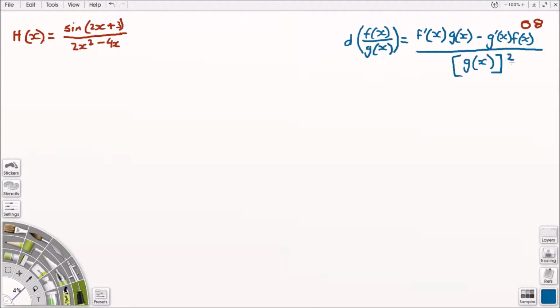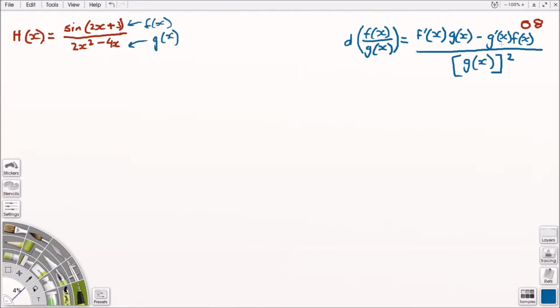So let's see whether I got that right. Quotient rule. I'm just Googling it to the side here. Images: u dash v minus u v dash. Sweet. So, we got it right today. And as we can see, this is our f of x. This here, the denominator, is our g of x.